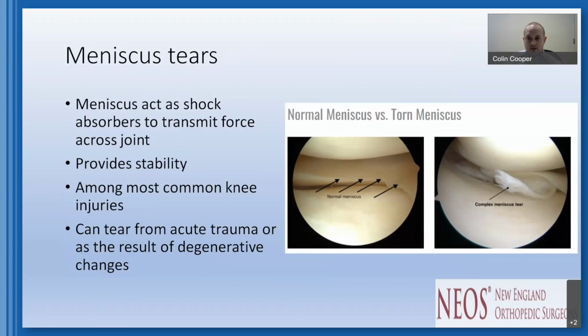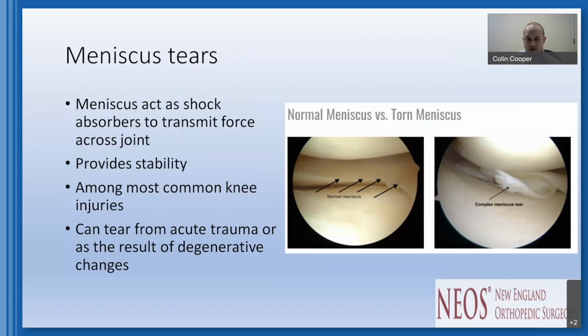Another very common cause of knee pain besides arthritis is meniscus tears. And we briefly mentioned the meniscus acts as a shock absorber, transmitting forces across the knee joint. They also act to provide stability to the knee.